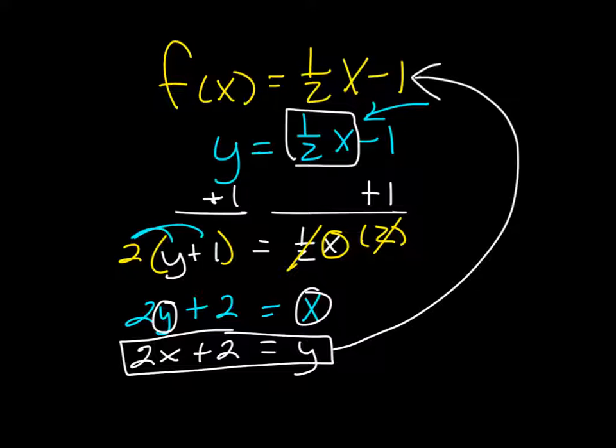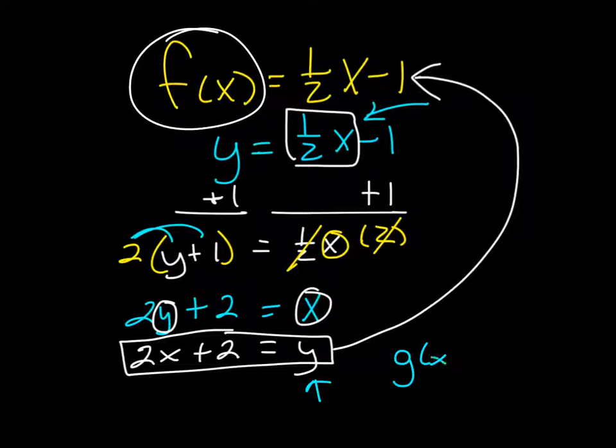The last thing we want to do is, instead of using f of x, let's use g of x and replace y with g of x. So g of x, I'm going to rewrite it, equals 2x plus 2. Now I chose g of x because it's the next letter in the alphabet. I could use h, k, m, any of those letters, so it doesn't really matter. I just chose g because it follows f. Okay, and that is it.